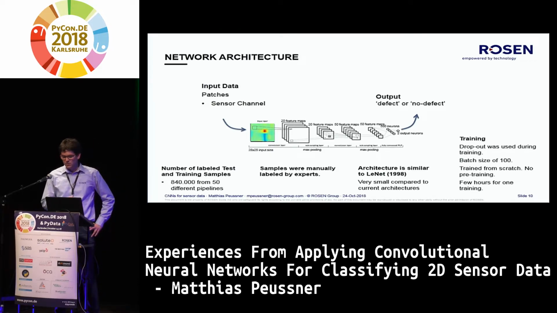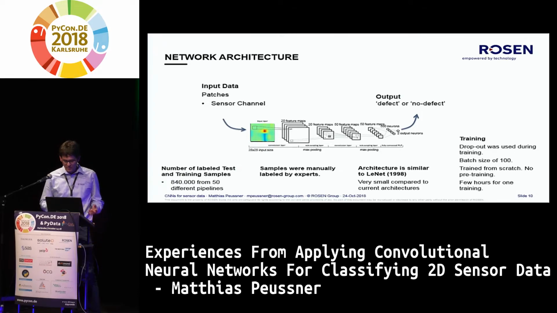The ground truth was taken from the experts who have reported our defects to our customers, and I just took over the defaults from the tutorial. So it was dropout, a batch size of 100, and it was really trained from scratch. So no pre-training was done before.